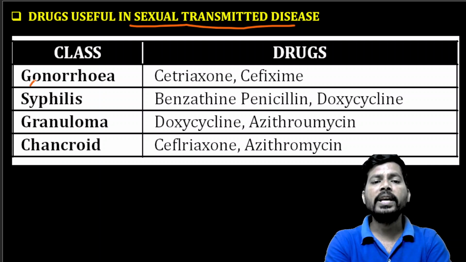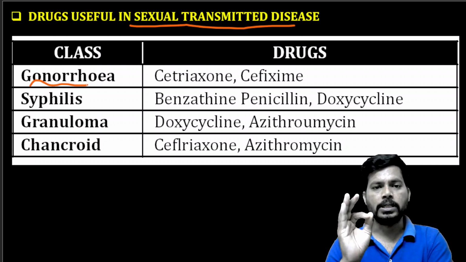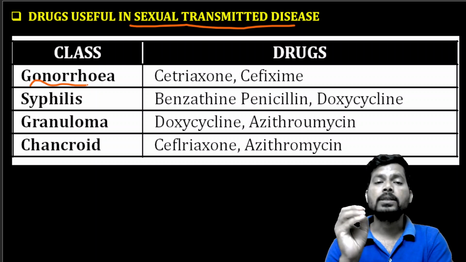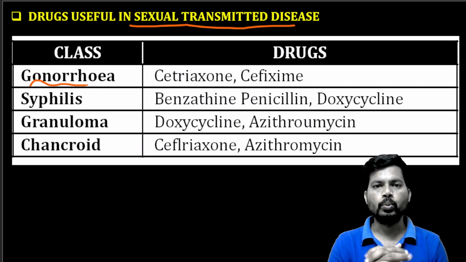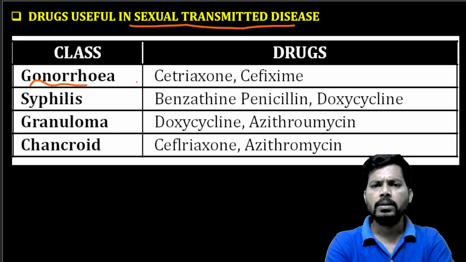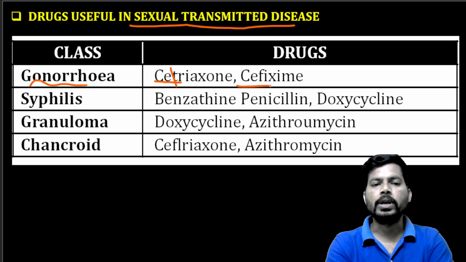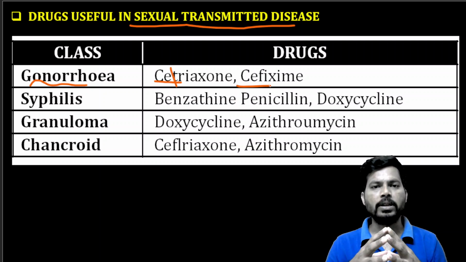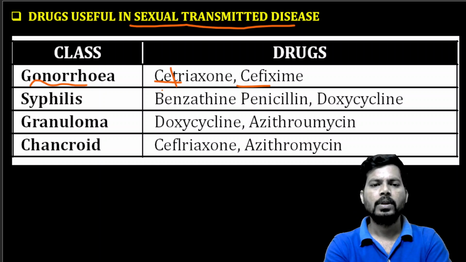First, gonorrhea, one of the types of sexually transmitted disease. Gonorrhea is caused by Neisseria gonorrhoeae, a type of gram-negative diplococci. Drugs like ceftriaxone and cefixime, cephalosporin compounds, are used. Cephalosporins, like penicillins, inhibit cell wall synthesis in the bacterium. Next, syphilis.